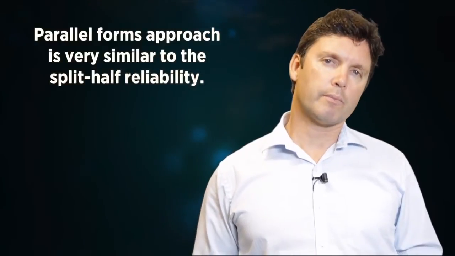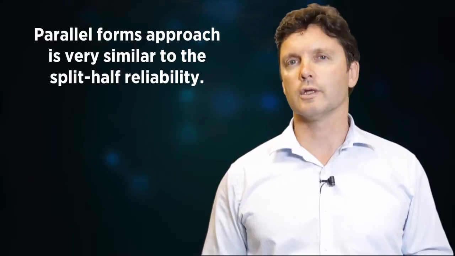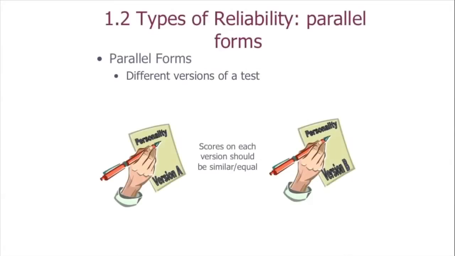The parallel forms approach is very similar to the split half reliability described shortly. The major difference is that parallel forms are constructed so that the two forms of the tests can be used independently of each other and are considered equivalent measures. For example, as I said before, the on-time exam and also the deferred exam for this semester would be examples of parallel forms of reliability.